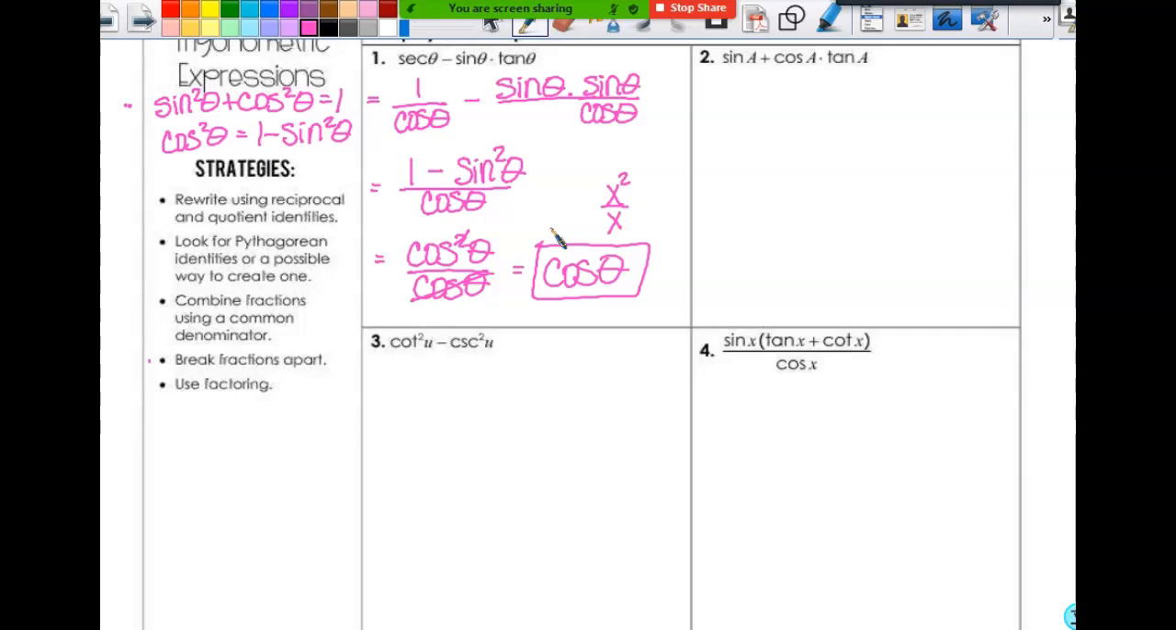All right. Look at number 2. So again, I don't have a GCF or anything, so I'm not going to factor out. I don't have anything squared. I don't have any fractions. So I think I'm going to start using some reciprocal stuff. I already have this sine and cosine, so I'm just going to fix this tangent. So this is equal to sine A plus cosine A times, what's tangent? It is sine over cosine.